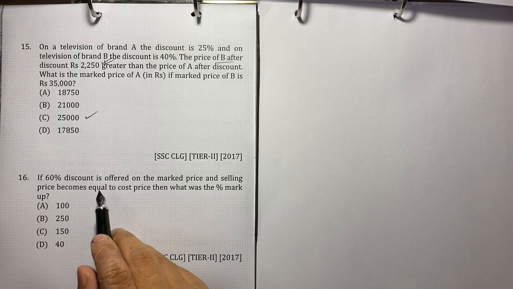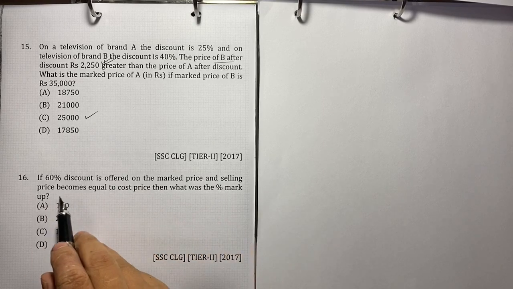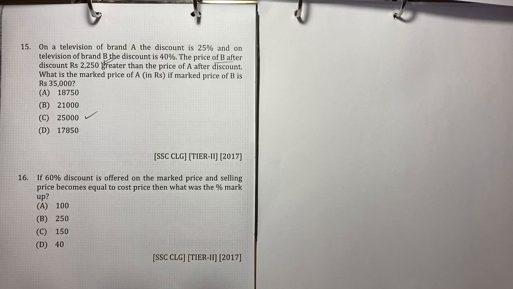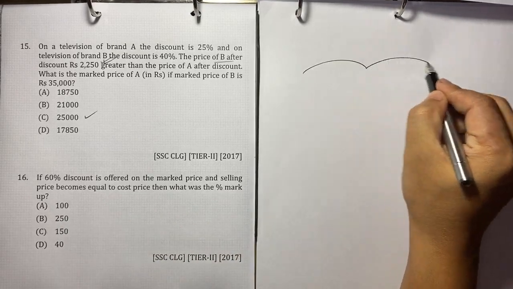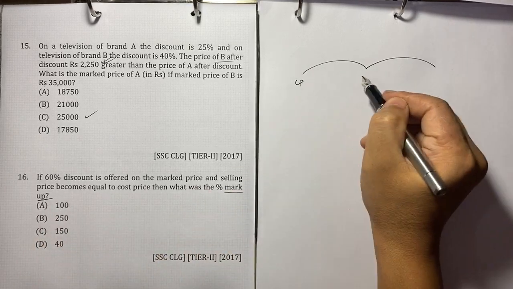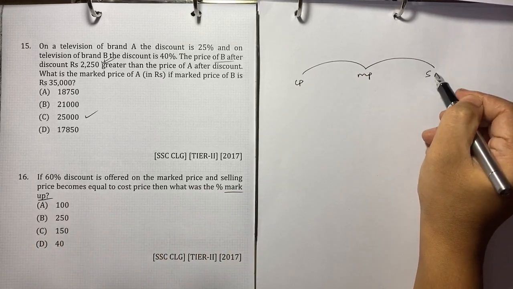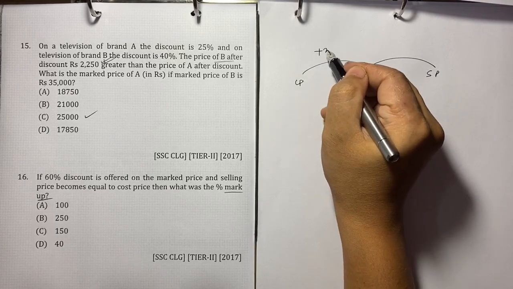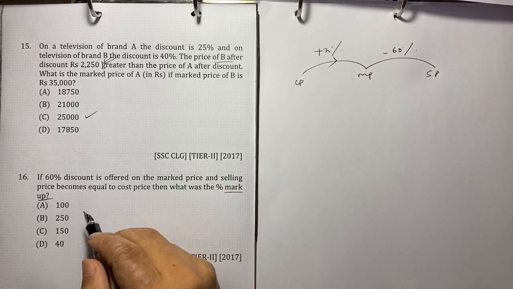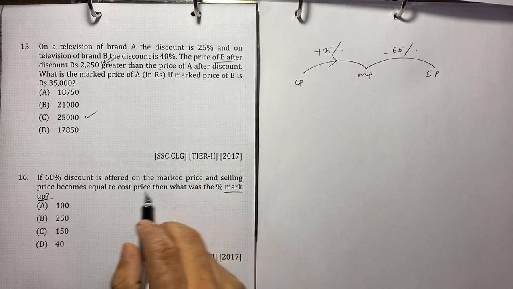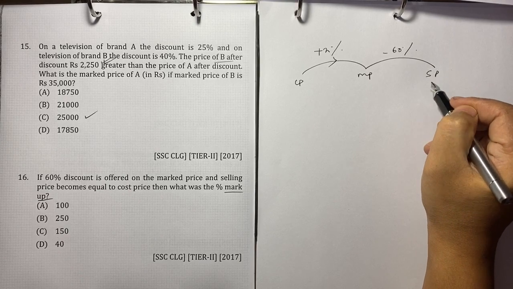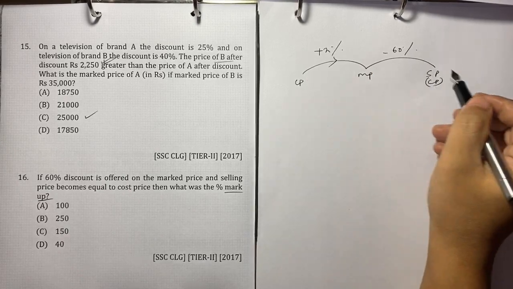25,000. If a 60% discount is offered on the mark price and the selling price becomes equal to the cost price, then what was the percentage markup? Markup, cost price, mark price, selling price. We don't know. Discount is 60%. Okay, selling price becomes equal to the cost price. So the total percentage is 0.